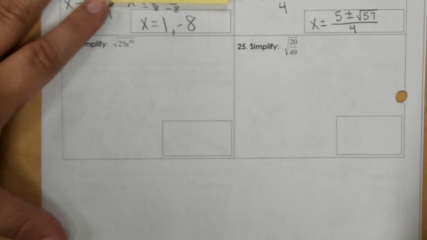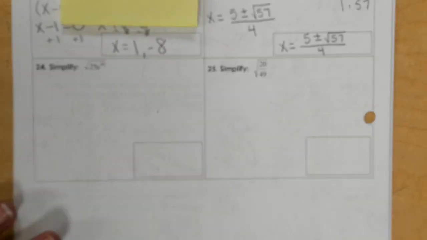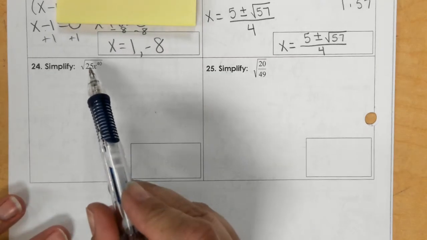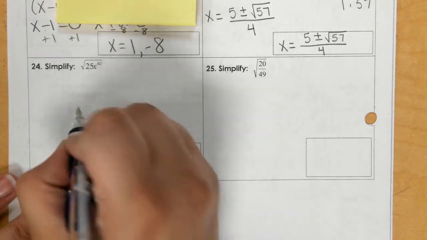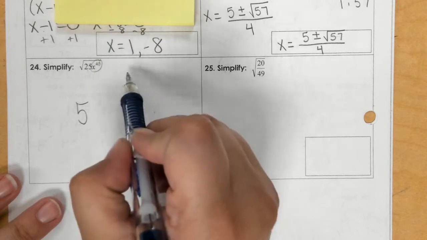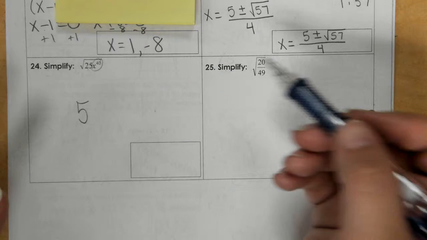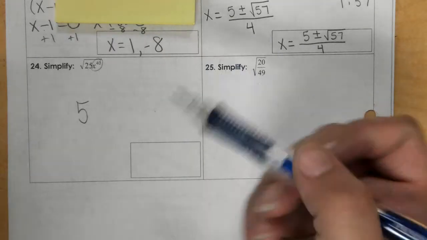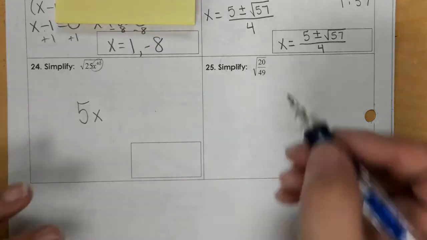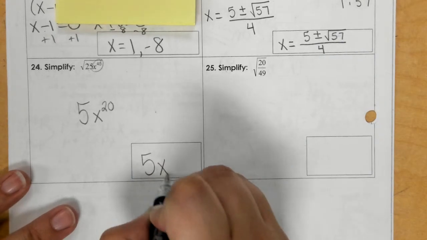Okay. The last two are simplifying radicals. So 25 is a perfect square. So the square root of 25 is 5. Okay? X to the 40th, if I drew out 40 x's here and I found all my pairs, it's like taking half of 40. So if I drew 40 x's, I'd have 20 pairs. So I would do x to the 20th. So that is my solution, x to the 20th.